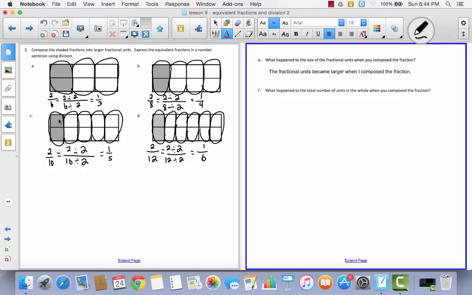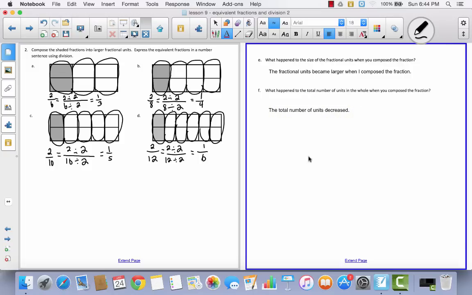Well, let's look at the total. I went from 6 to 3. I went from 8 to 4. I went from 10 to 5, and I went from 12 to 6. So what happened to the total number of units? The total number of units, what did it do? It decreased. When you divide, numbers get smaller.